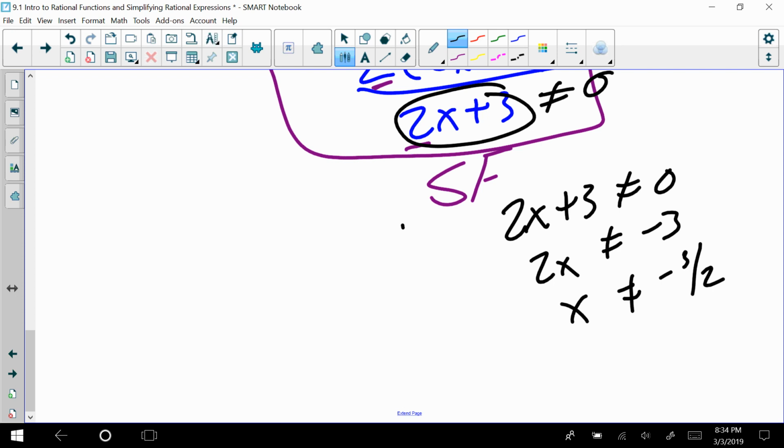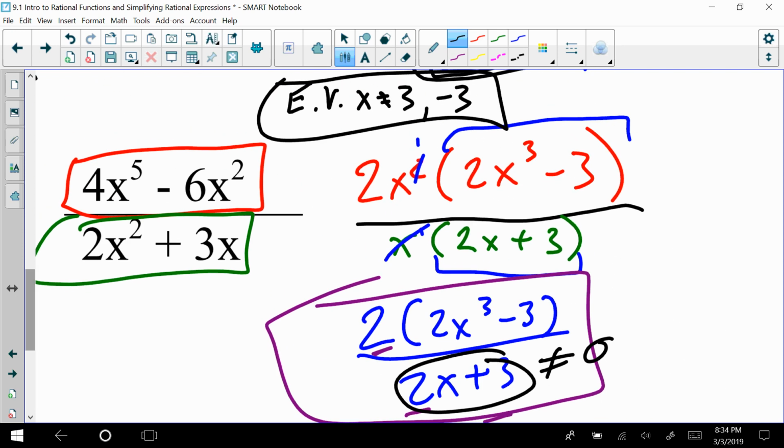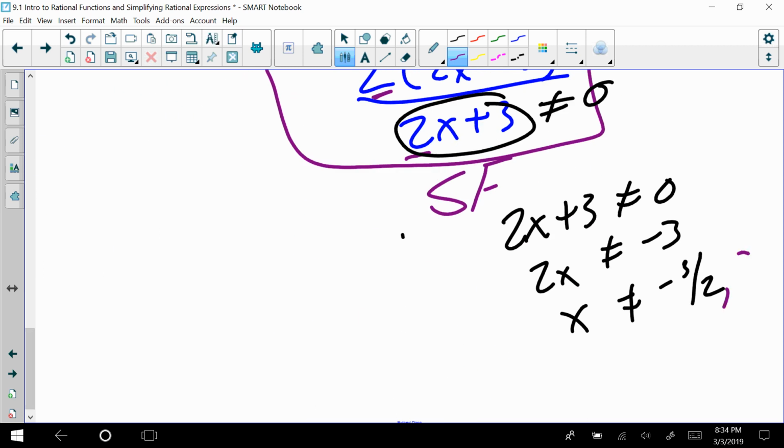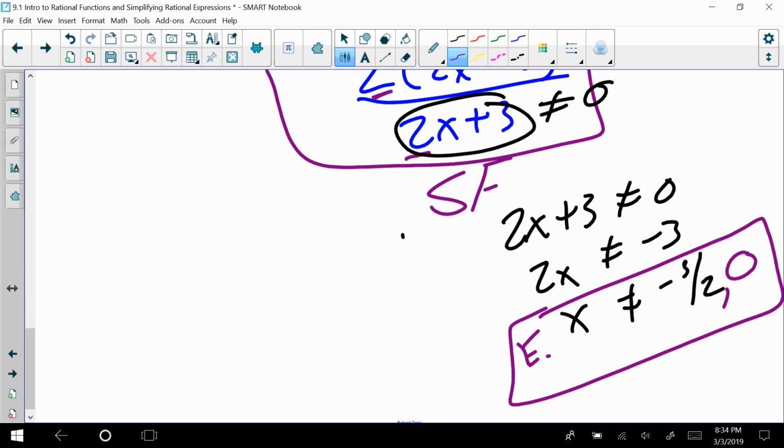Are there any other points that I have to worry about? Down here, we just did this one. Let me give me a different color here. But I didn't tackle this x. What will make that 0? 0. And these are the excluded values. That's a quick snippet over that, all right?